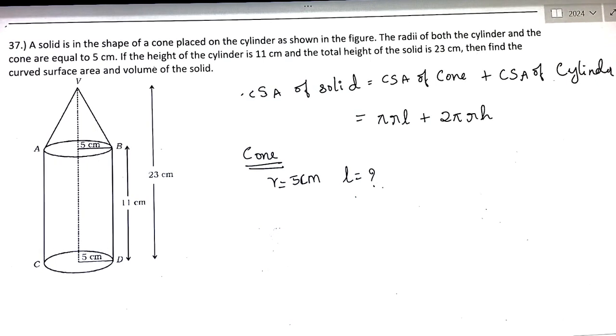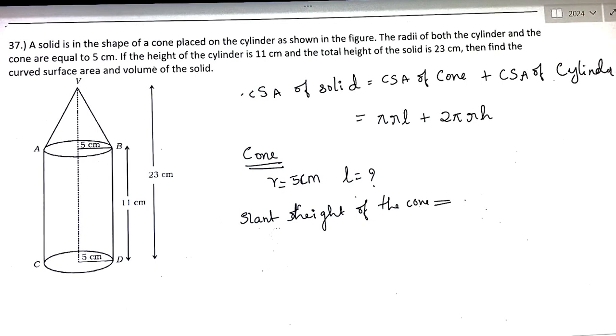So first we need to find the L of the cone. What is the formula to find the slant height of the cone? L is nothing but the slant height of the cone. So the slant height is nothing but VB and AB. This height we need to find out.